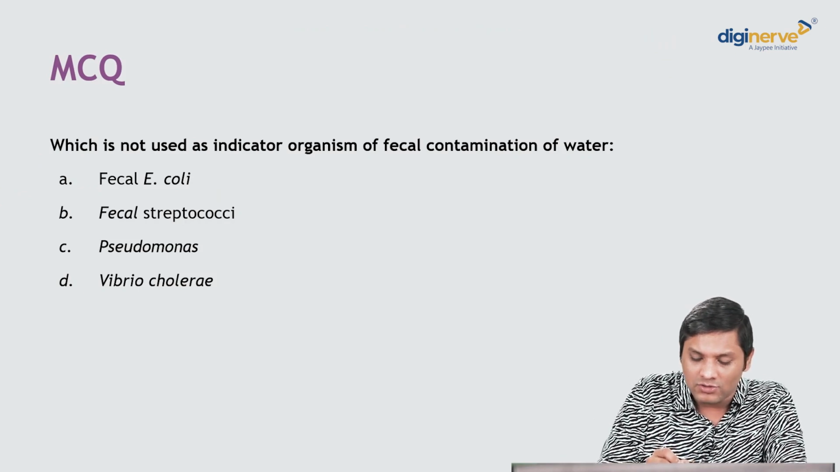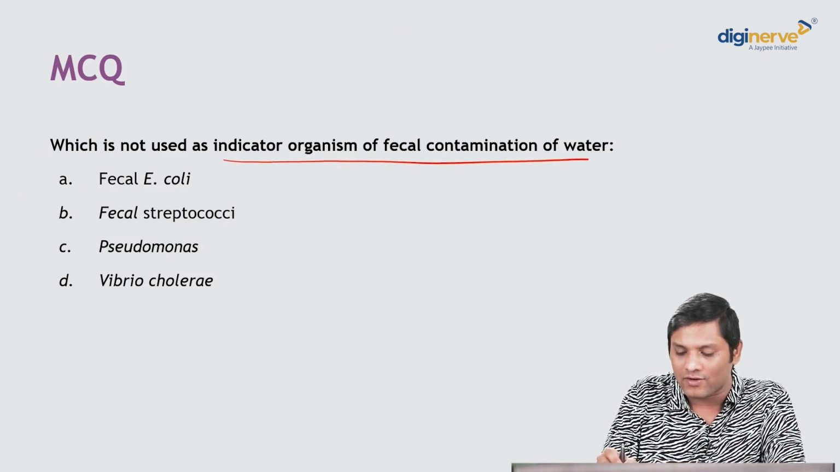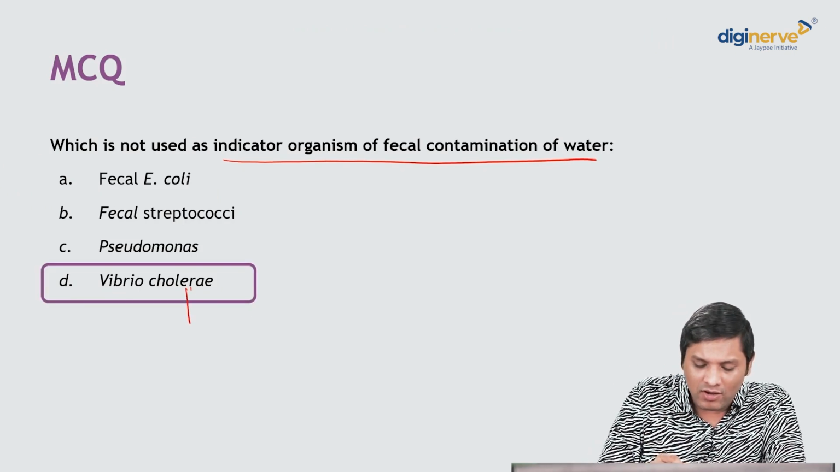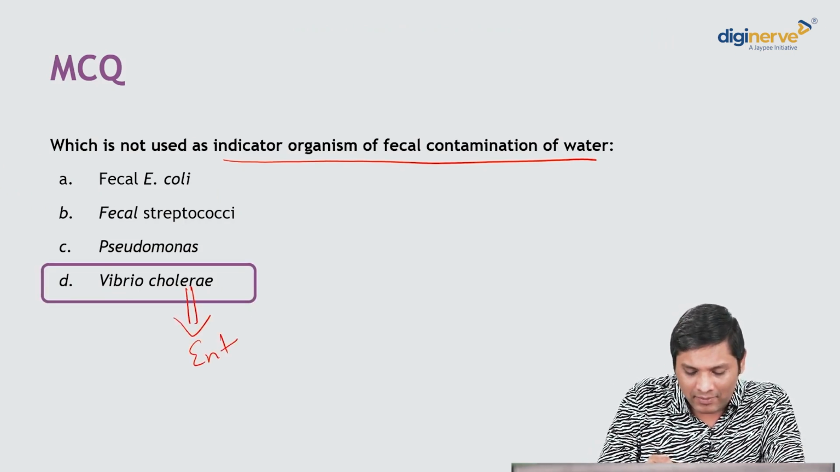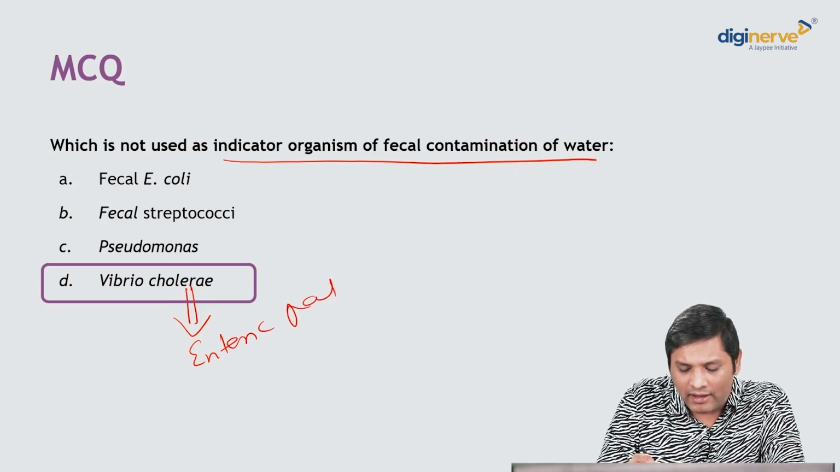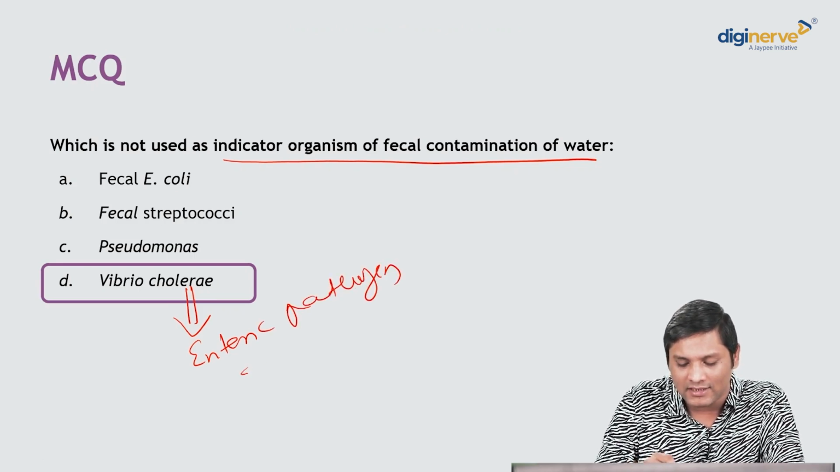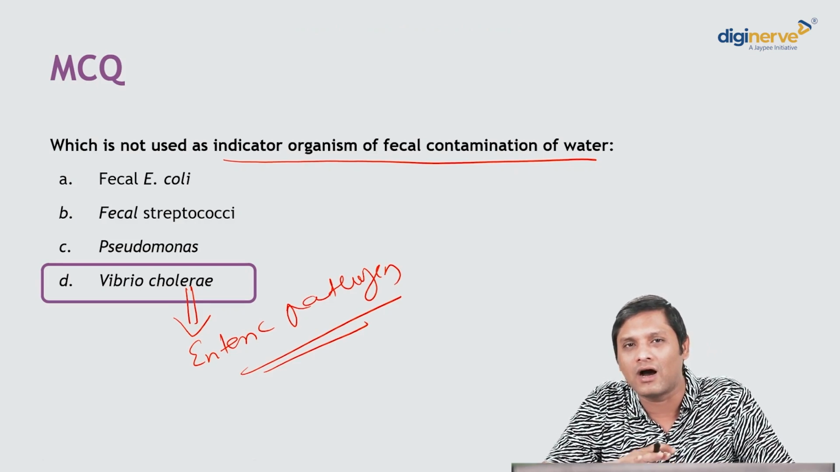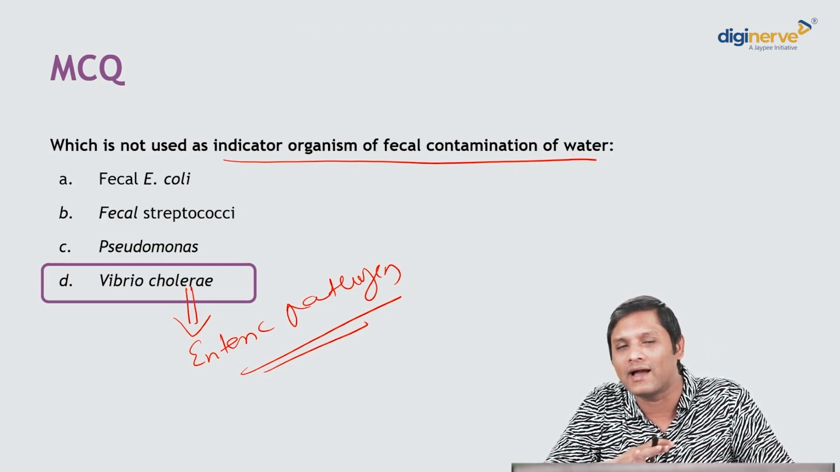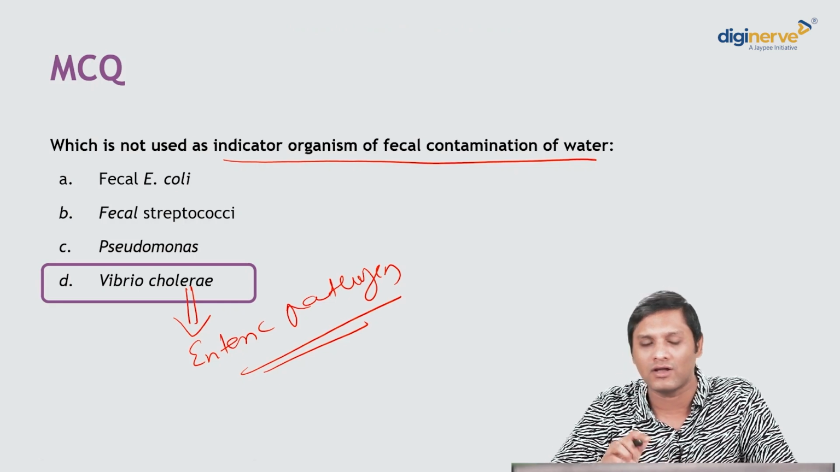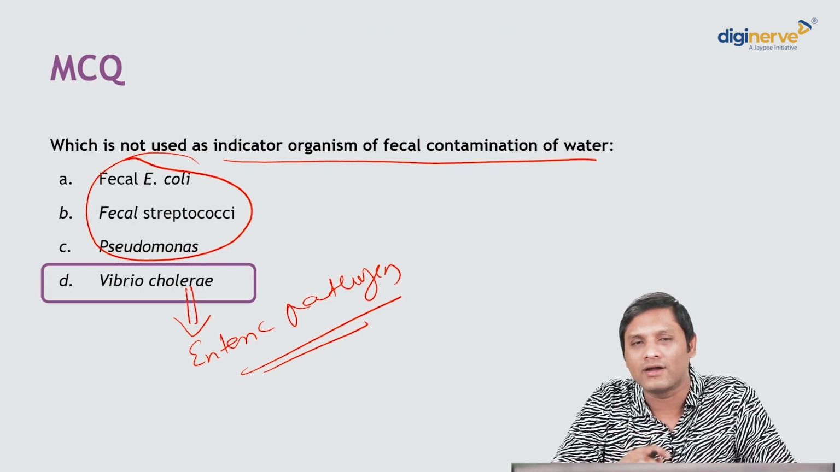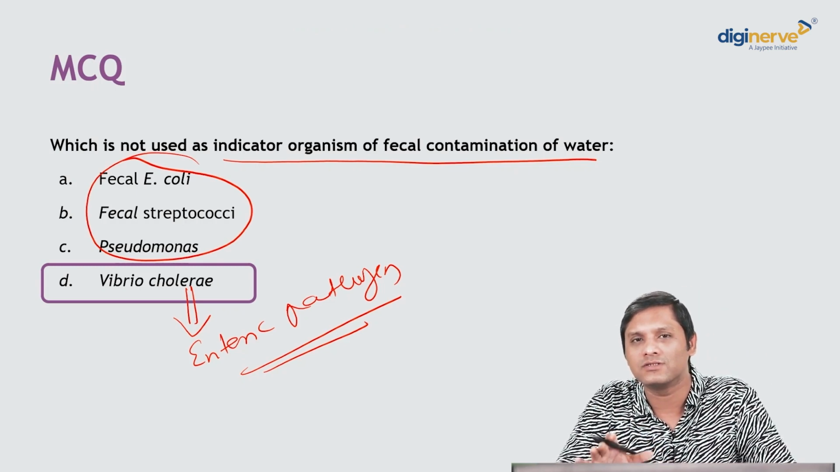Which is not used as indicator organism for fecal contamination of water. Please remember that Vibrio cholerae is an enteric pathogen. Enteric pathogens are present in very minute quantity, therefore they cannot be directly detected in drinking water. You have to use various indicator organisms for detection of fecal contamination of water.